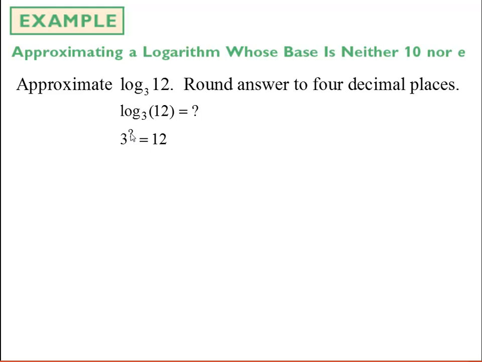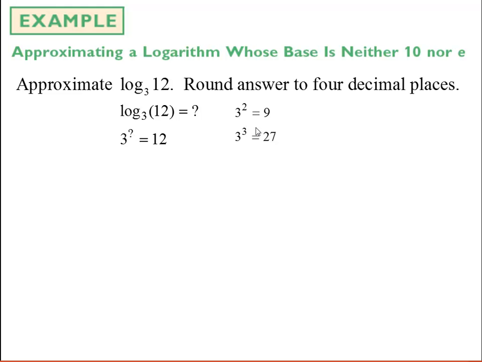We know that 3 cubed is 27. So this exponent has to be somewhere between the square and the cube, 3 to the 2 and 3 to the 3. Right? We know 3 squared is 9, 3 cubed is 27. So somewhere in between, right? This might be like 2.4 or 2.3. Not sure what it is.